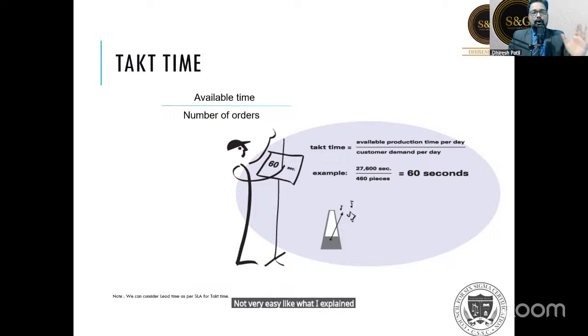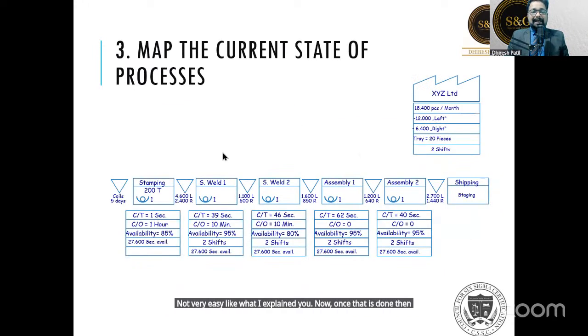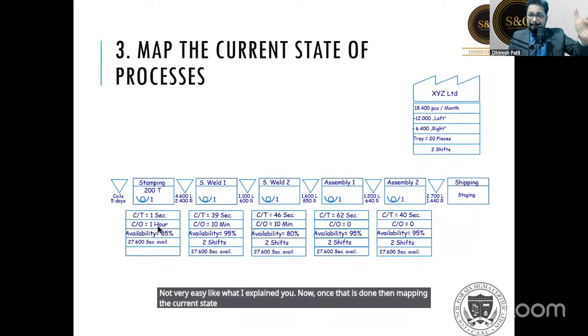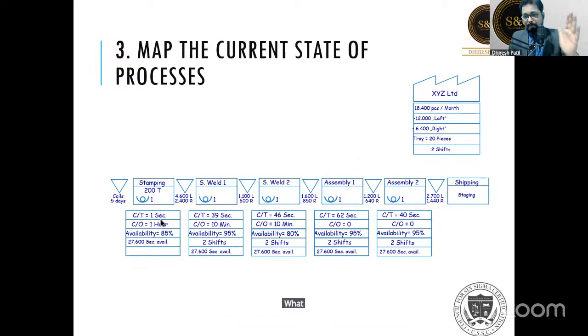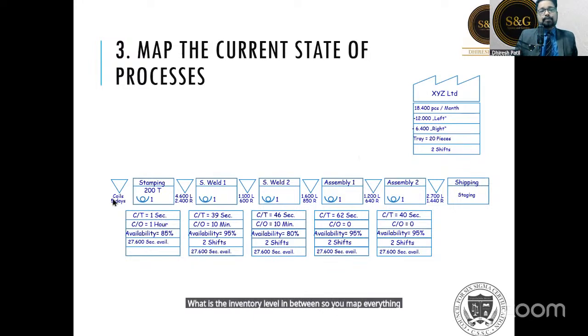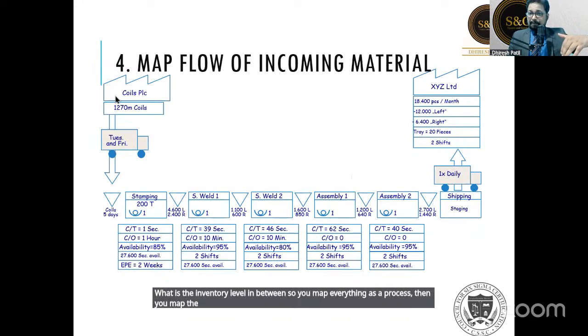Now, once that is done, then mapping the current state of the processes. So you map all the processes, taking the cycle time, then changeover time, how many resources are there, and what the inventory level is in between. So you map everything as a process. Then you map the incoming material flow from the supplier.